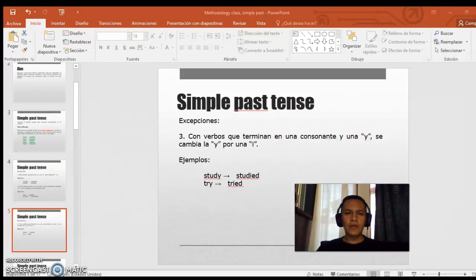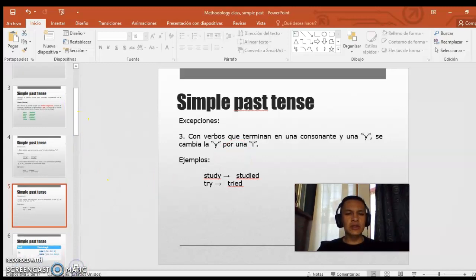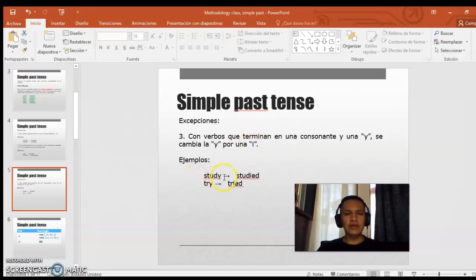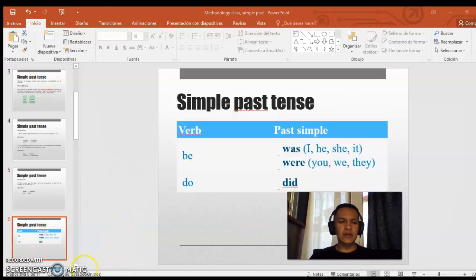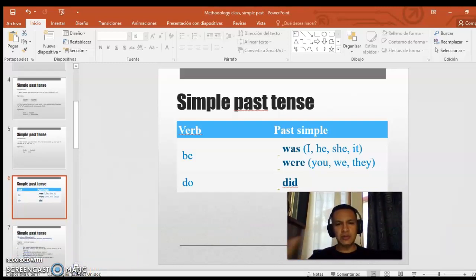And now, when the regular verb finishes in Y, we have to modify it, change it with an I, as you can see in the slide, and also add the -ed at the end of the verb. In this step we have different ways to change the verb, depending on whether we talk about the verb to be or some other verbs. If we apply the verb to be, we have to use was or were, depending on the pronoun.